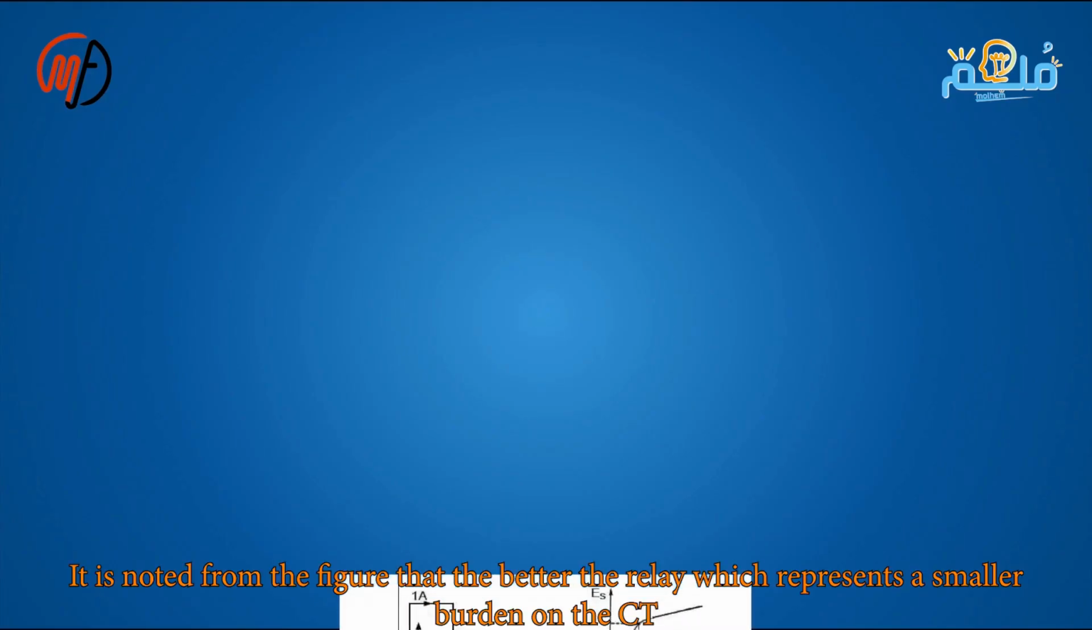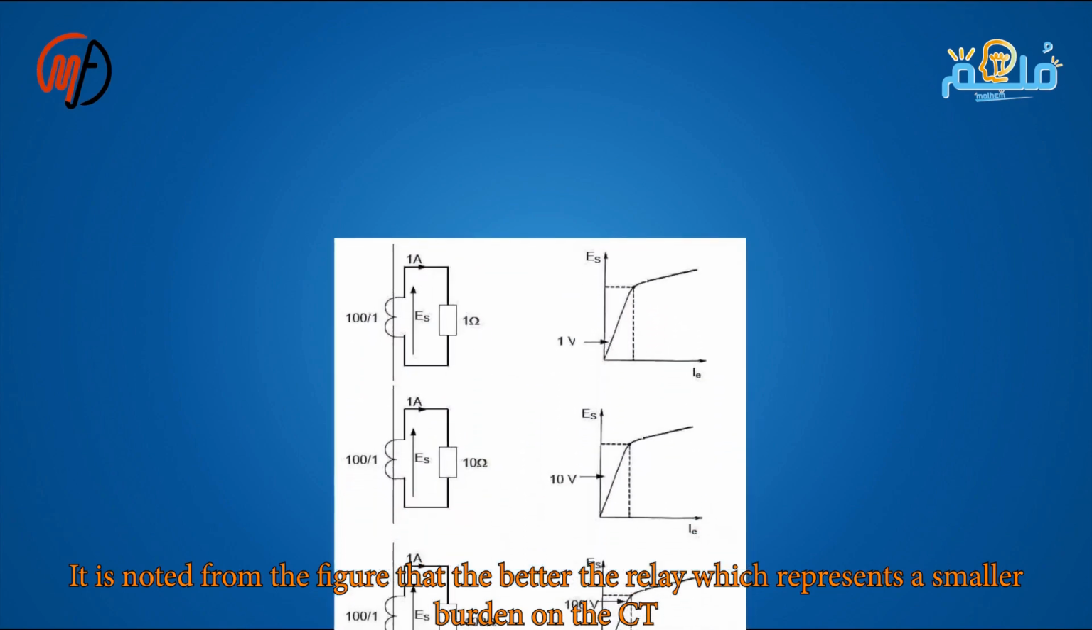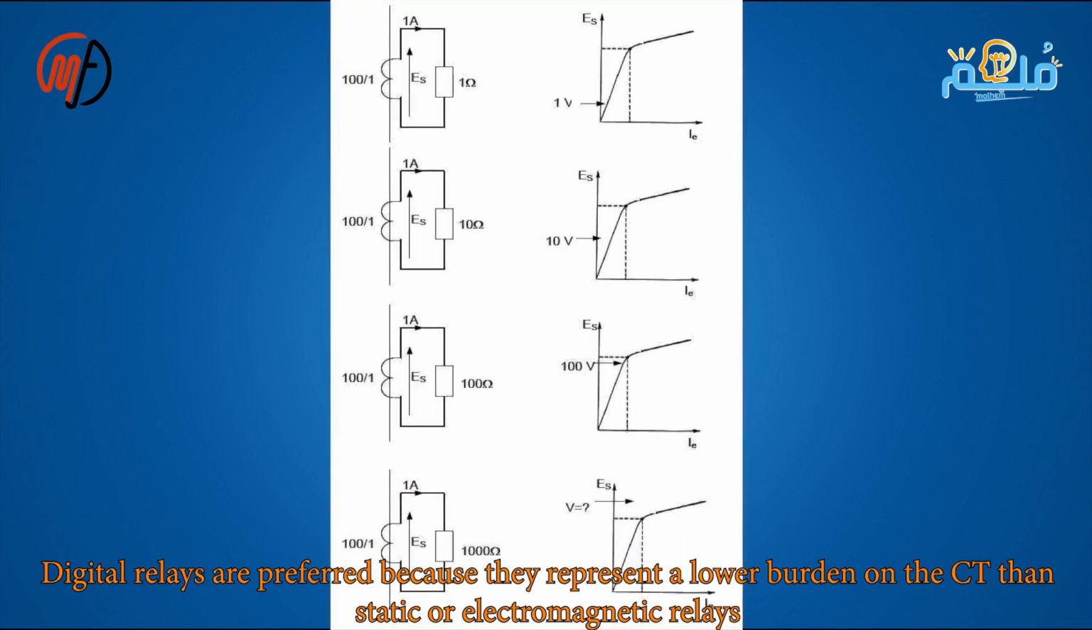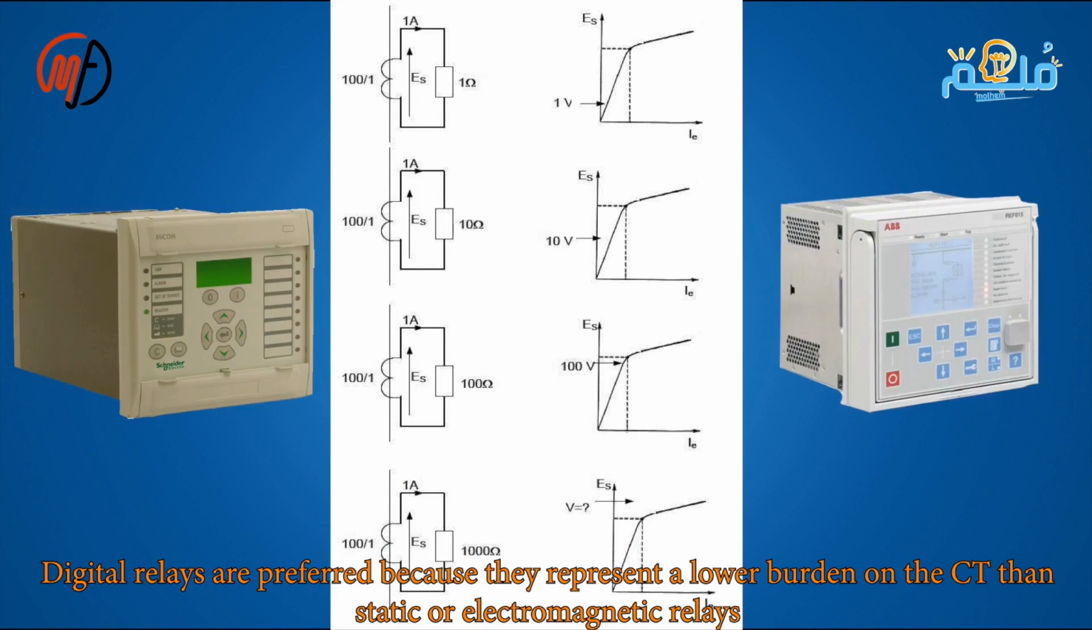A lower burden on the CT is beneficial, reducing the need for a high capacity CT. Digital relays have less burden than static or electromagnetic ones. As burden increases, terminal voltage rises, nearing CT saturation. Burden, including wire and relay resistance, is crucial in CT selection.